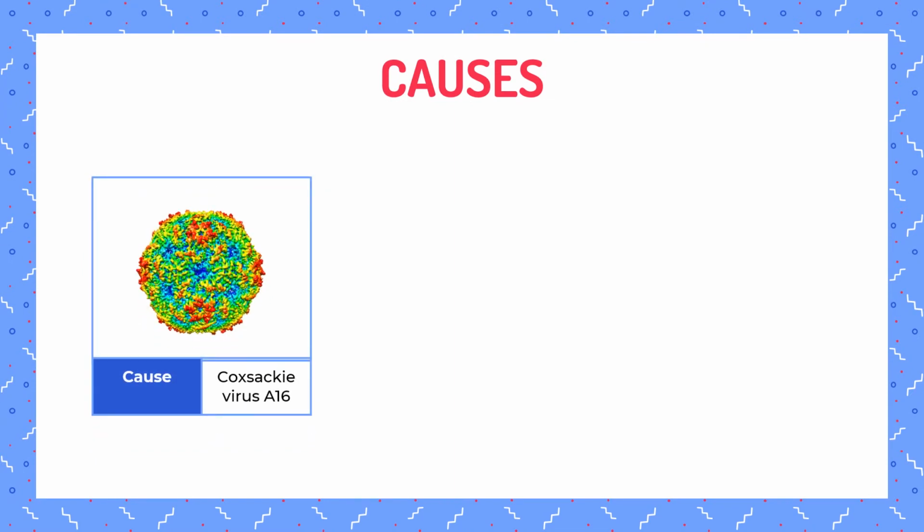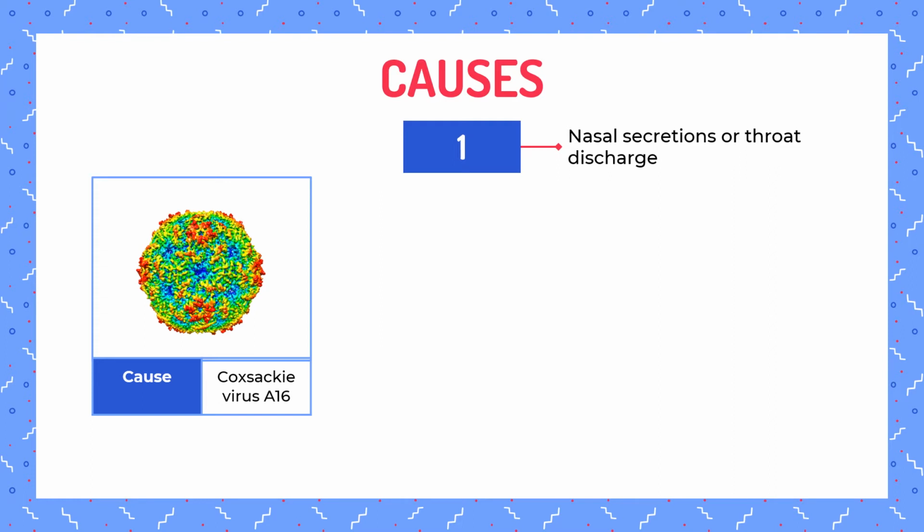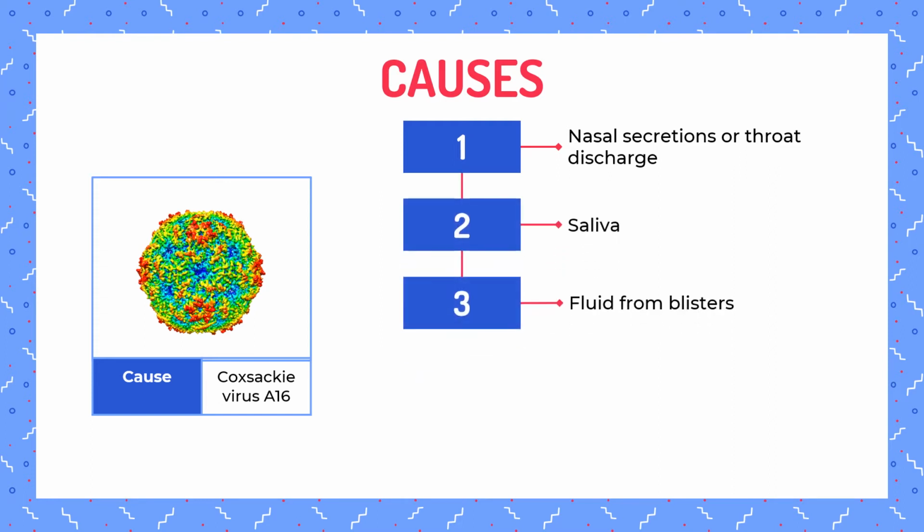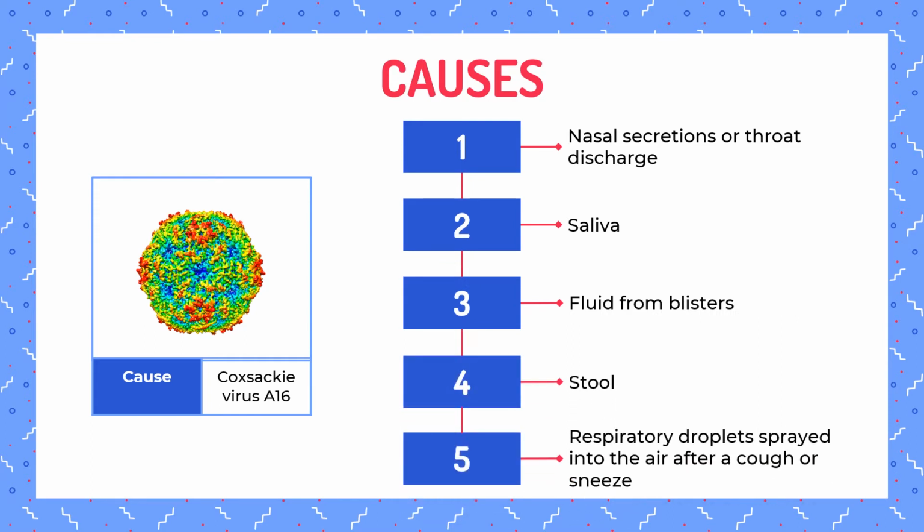Let's go deeper into the causes. The most common type causing hand, foot, and mouth disease is coxsackievirus. The virus is spread by person-to-person contact with an infected person via nasal secretions or throat discharge, saliva, fluid from blisters, stool, and respiratory droplets sprayed into the air after a cough or sneeze.